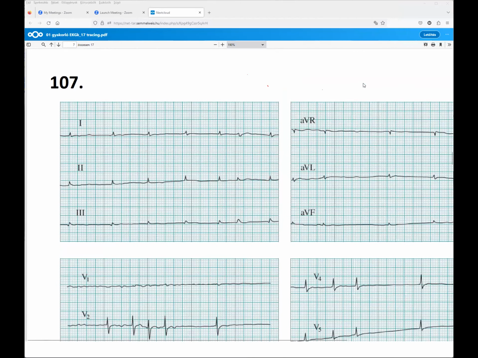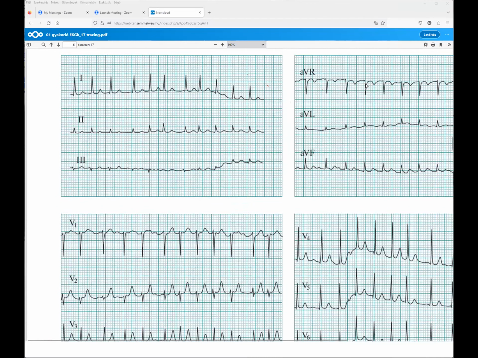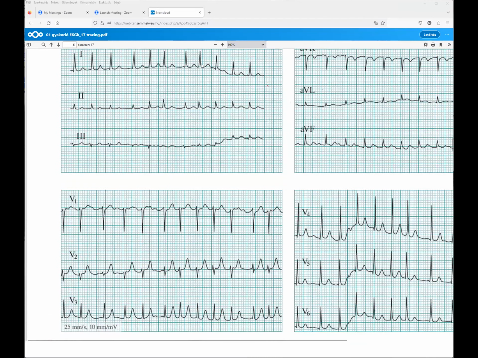Excuse me. I have a question regarding the 106. In lead one, are those between the QRS complex, are those the T waves or P waves? These are T waves.